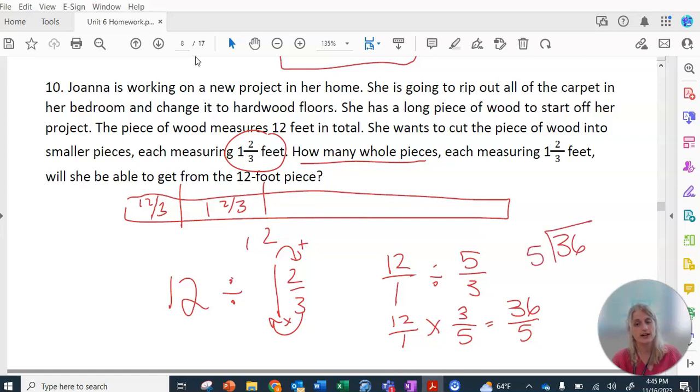36 divided by 5. 5 goes into 3 0 times. 5 goes into 36 7 times, which gives me 35. And 1/5 remaining. But the question was how many whole pieces. So my answer is you can make 7 whole pieces, and then that extra bit you're just going to save for another project because that's not going to get you the piece you need. So 7 whole pieces.